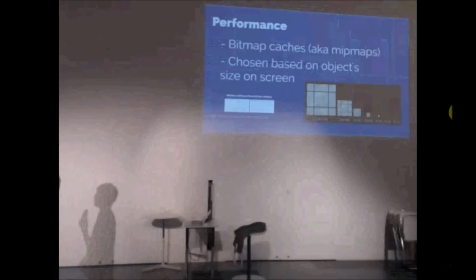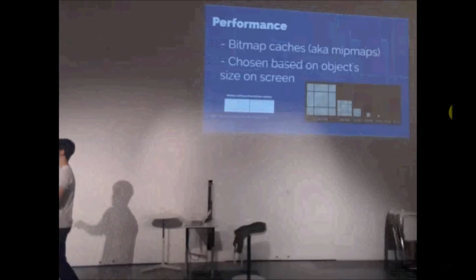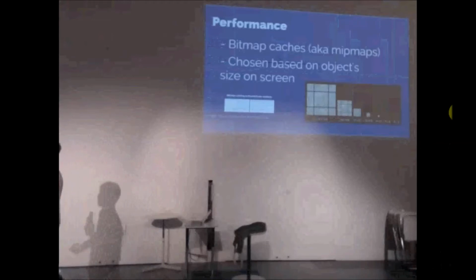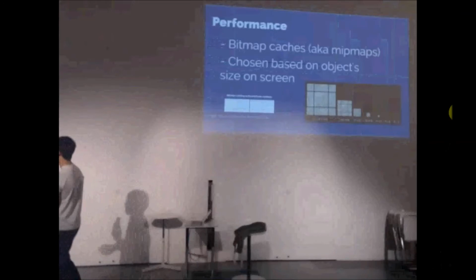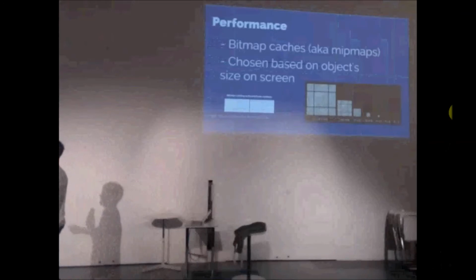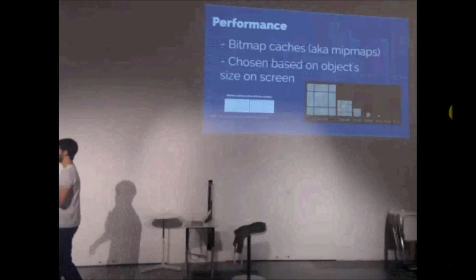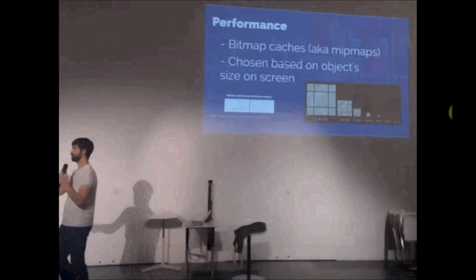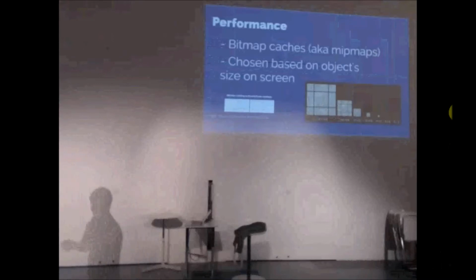So what we do is we render these objects to different size bitmaps. This is a really common thing in games called mipmapping. So you have one tile that's like this, and then one that's half the size, and then half the size of that, all the way down. And depending on what size you are on the screen, you switch them.